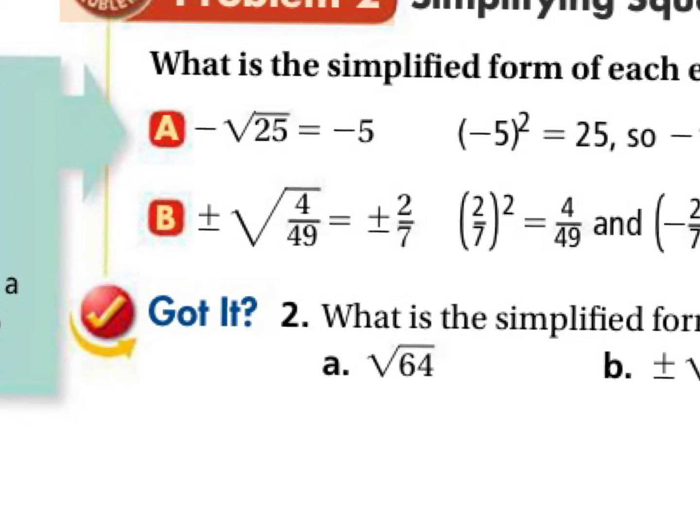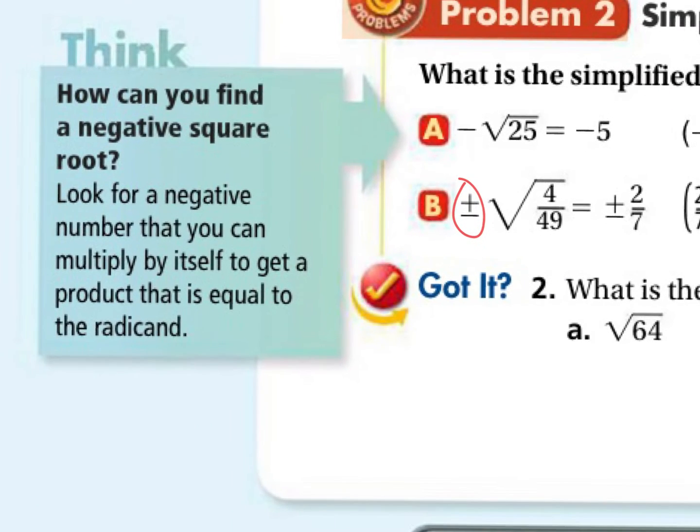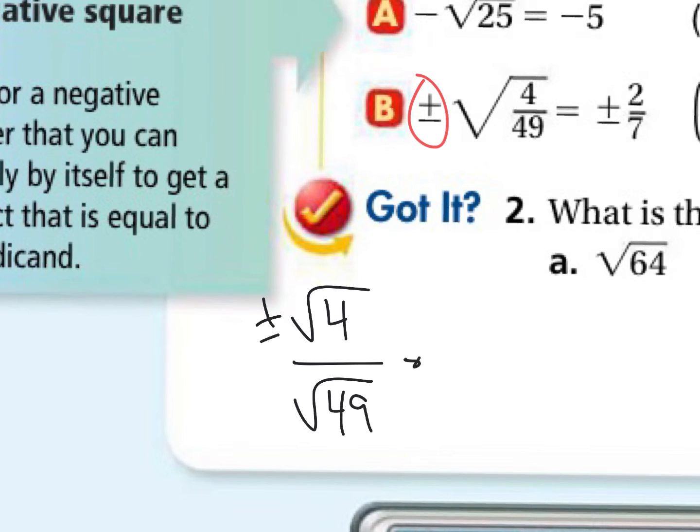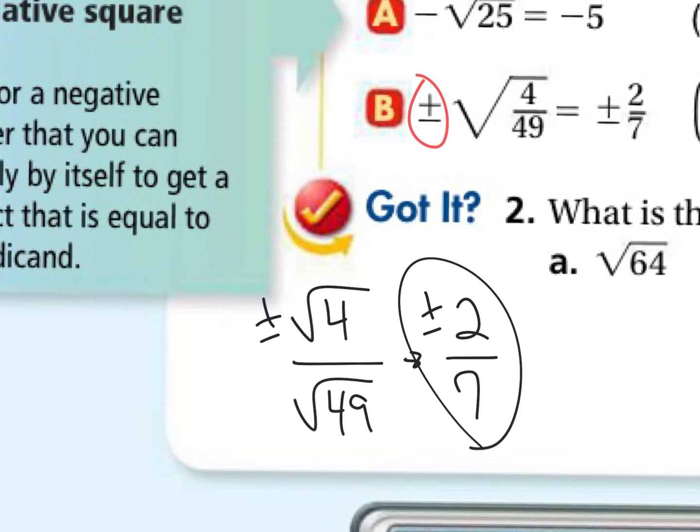Part B, this we haven't seen too much of yet. This is plus or minus. It just means it could be a positive or a negative. It means we have 2 different answers. Like we talked about before, you can split this up. So on a problem like that with the square root with a fraction, you can split it up as the square root of the numerator, square root of the denominator, and then square root of 4 is 2, square root of 49 is 7. So that would be plus or minus 2/7, which means either 2/7 or negative 2/7. There's 2 possible answers.